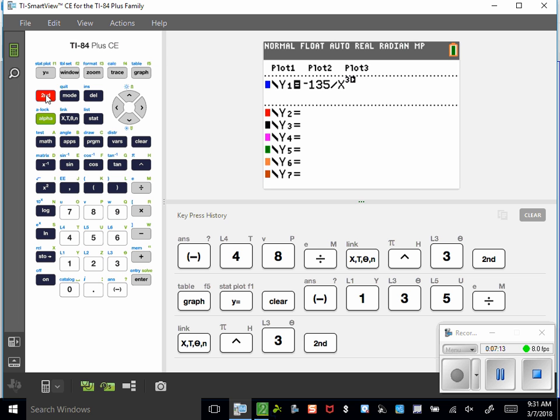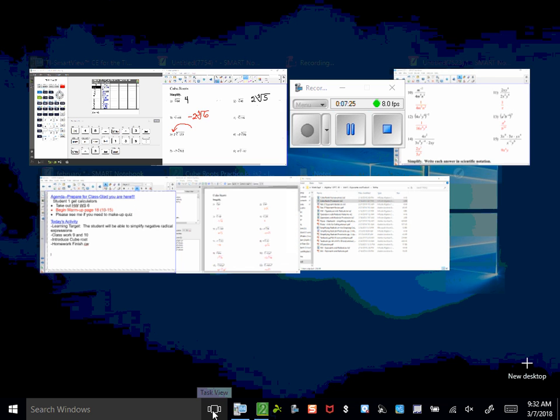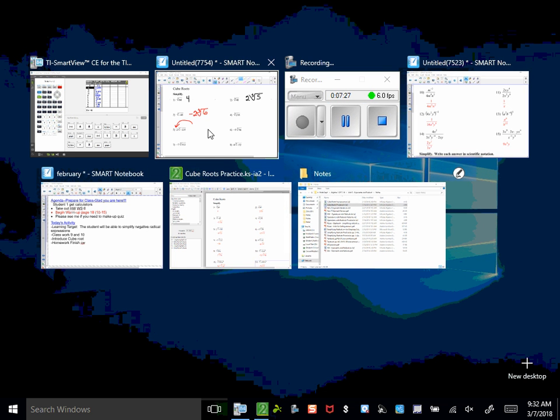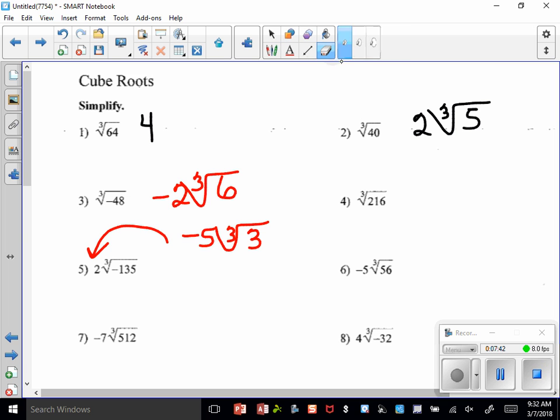We're going to go to the table, second graph. What did you guys find for this one? 3 and negative 5. So we're going to go back to our worksheet. So basically it's going to be negative 5 and 3. Or what was it like that? It was 3, negative 5. Okay, let me change that. So this is 3, 5.